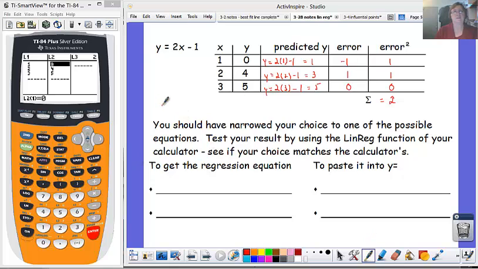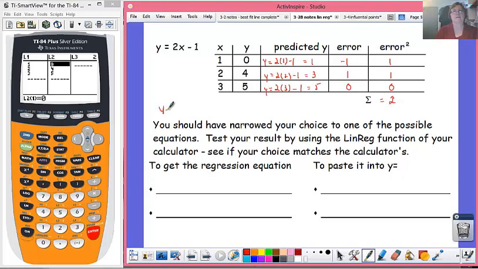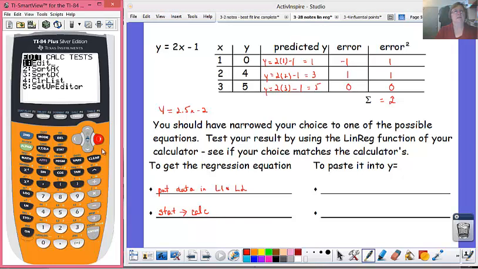We know that the equation for the regression line should be y equals 2.5x minus 2. We're going to verify that with the calculator. You see I have my data in list 1 and 2. Let's put the data in list 1 and 2. And then, some of you will have done this before, but we're going to use the stat and calc options. So I'm going to go ahead and get into stat and over to calc.